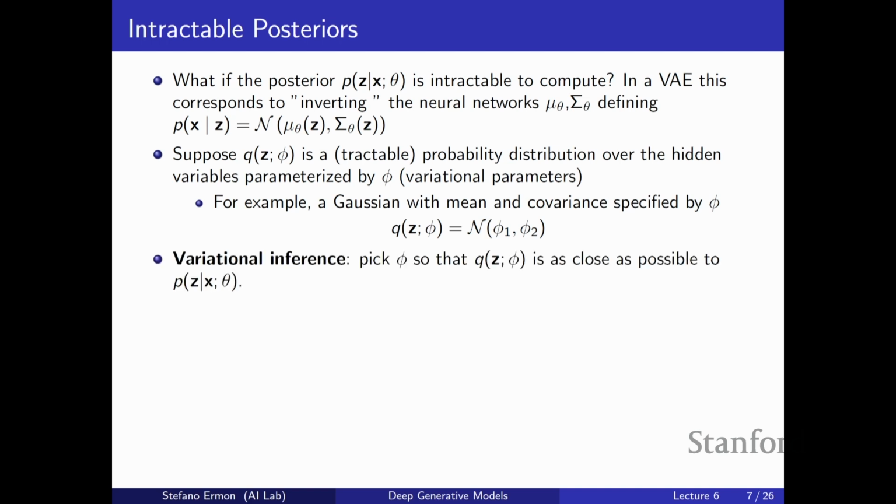And that's basically what variational inference is going to do. It's going to reduce this to an optimization problem where we're going to try to optimize these variational parameters to make this distribution Q as close as possible to this intractable optimal choice that we know exists, but we don't know how to compute.